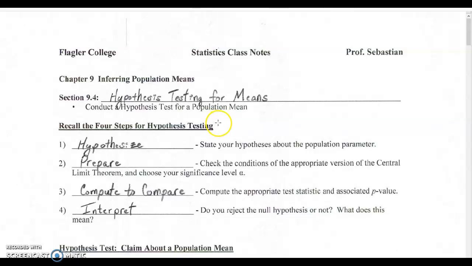And we're starting section 9.4, our very last section of the class. We're in chapter 9 about doing inferential statistics about a population mean. In section 9.3, we learned how to construct a confidence interval for a population mean. Now in section 9.4, we want to learn how to conduct a hypothesis test for a population mean.